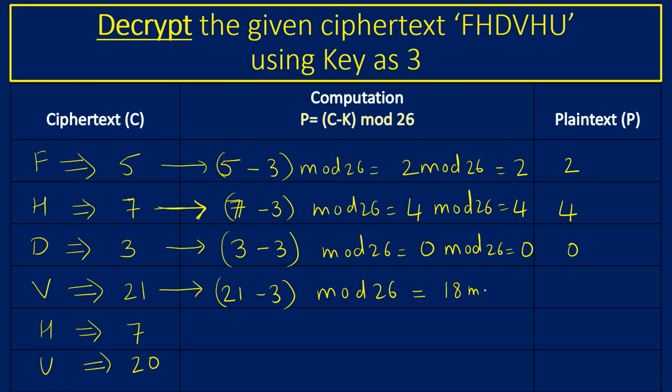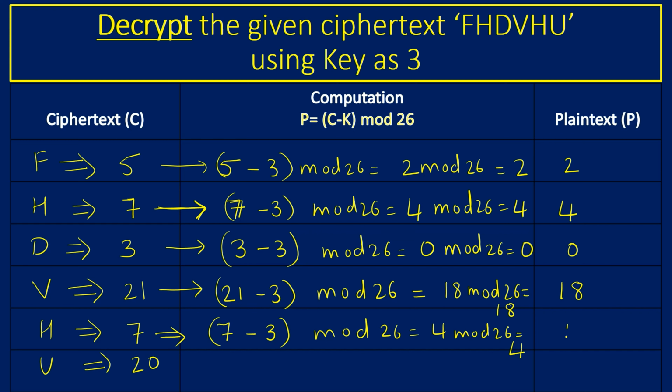Now the next letter was H. The number corresponding to letter H in the mapping table was 7. So we are doing decryption, so we have to subtract the key from it. What is the key? Key is 3. So 7 minus 3 mod 26. 7 minus 3 is 4 mod 26. And 4 is a number which is less than 26. Therefore 4 mod 26 is 4. So the plain text number which we recover is 4.